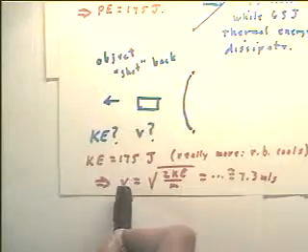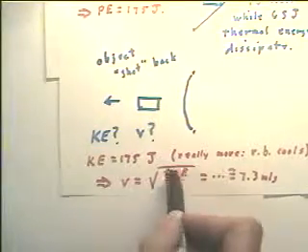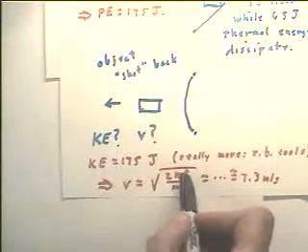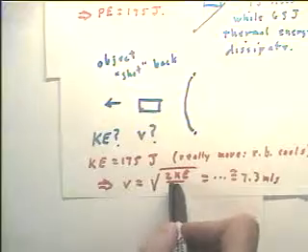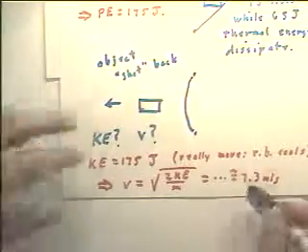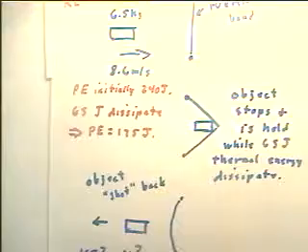But if it's 175 joules, then the velocity is calculated in the usual manner as the square root of 2 KE over m, and uses 175 joules for the KE and the 6.5 kilograms for the mass. Do the calculation. You end up with 7.3 meters per second. So the object doesn't come back with quite as much velocity or energy as it had when it went in.